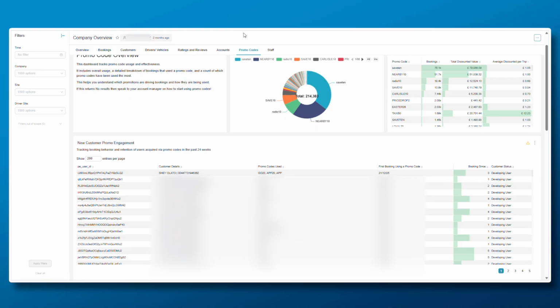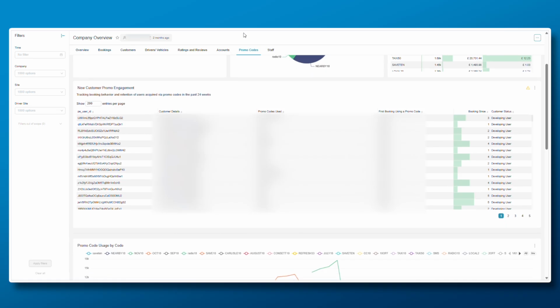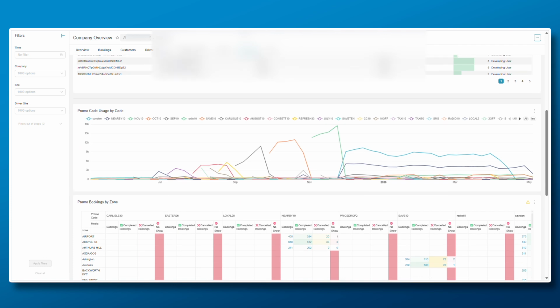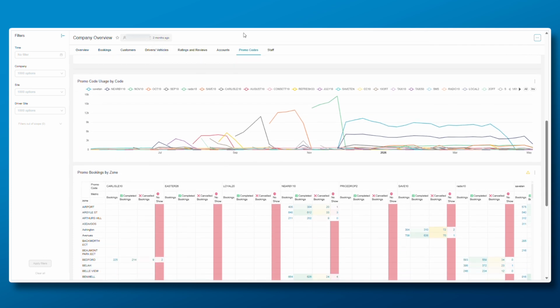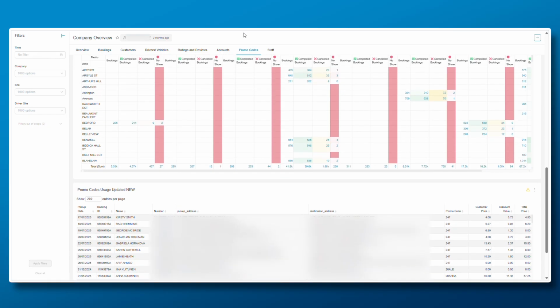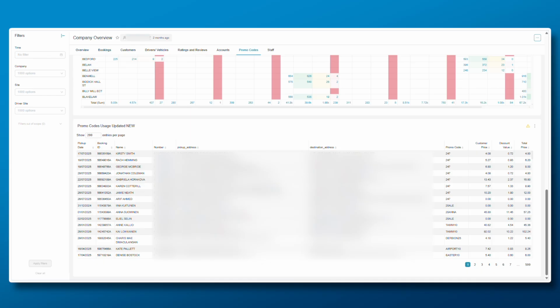The promo codes dashboard is all about understanding how your promotions are performing. You can track overall usage, see which promo codes are driving bookings and understand how customers are engaging with your campaigns. This helps you quickly identify what's working and where you might want to refine your approach. And if you're not currently using promo codes, this is a great opportunity to start exploring how they can support your growth.